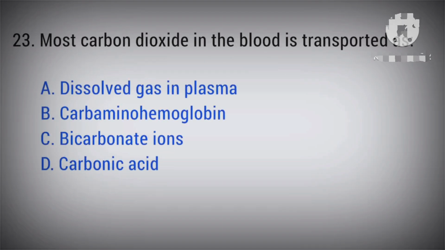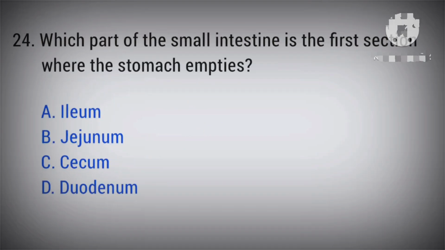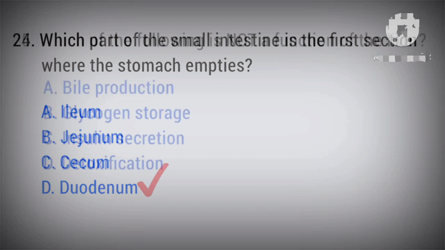Question 23. Most carbon dioxide in the blood is transported as. The right answer is option C, bicarbonate ions. Question 24. Which part of the small intestine is the first section where the stomach empties? The right answer is option D, duodenum.